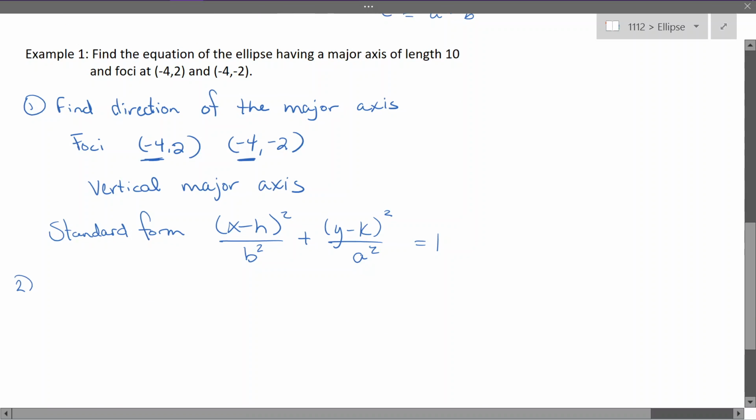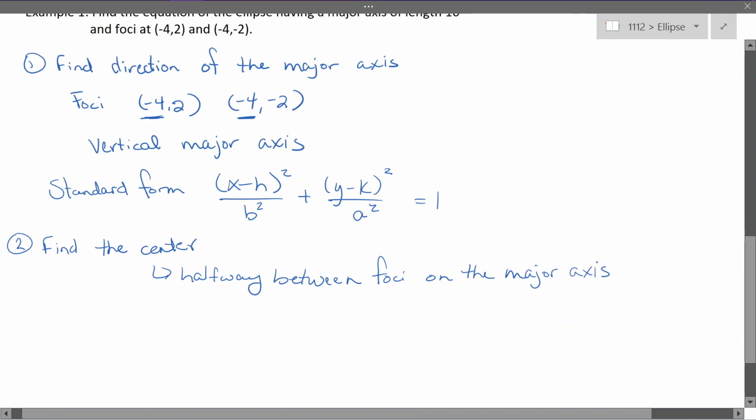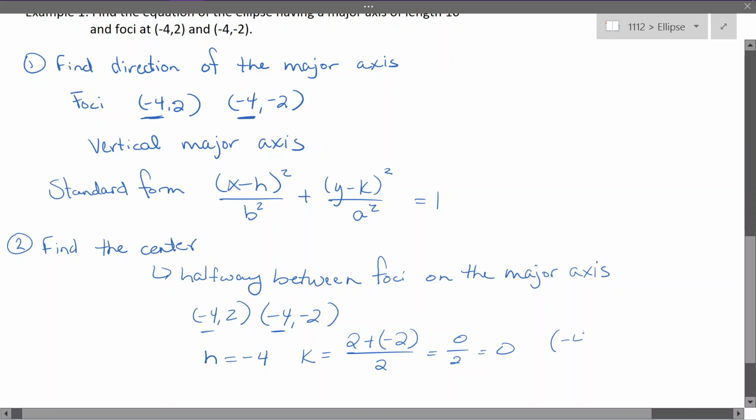Next, I want to find the center. The center is halfway between the foci on the major axis. So we have foci of (-4, 2) and (-4, -2). The -4 is common in both. They are both on our major axis. So my h, which is always my x-coordinate, is going to be -4. And to find k, I need to find what is halfway between 2 and -2. So I'm going to do 2 plus -2 over 2, which gives me 0 over 2, which is 0. So my center is (-4, 0).